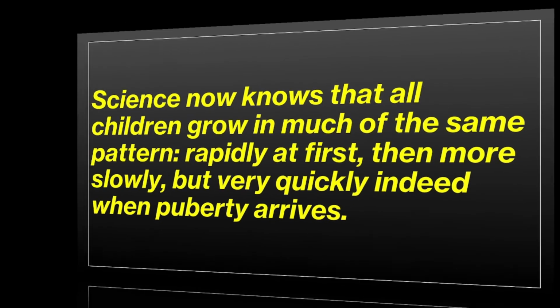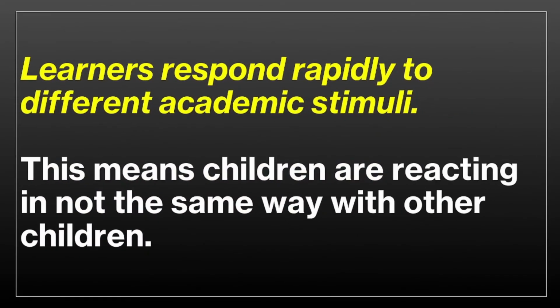On the next principle, it says here that learners respond rapidly to different academic stimuli. This means that children and adolescents react quickly to various educational stimuli. This responsiveness means that their learning can be influenced by different teaching methods, materials, and classroom environments. For example, a student might show a heightened interest in a subject when taught using interactive activities and multimedia resources compared to traditional lectures.